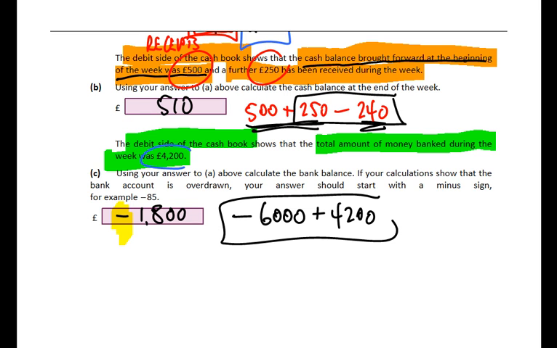Well, hopefully that's been useful in helping you to decipher what goes on in task 3. This is one style of task you might see in your assessment. There are other styles, so do make sure you're practicing a wide variety of these types of tasks with the 3-column cash book. But apart from that, I hope you found that useful, and I will see you soon.